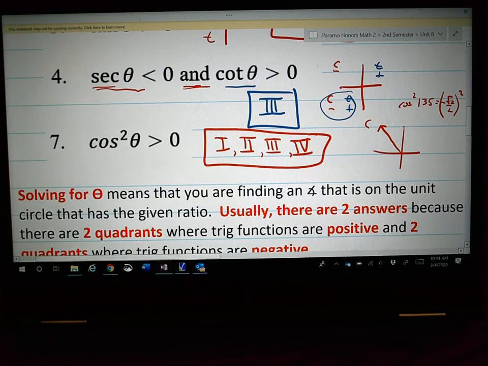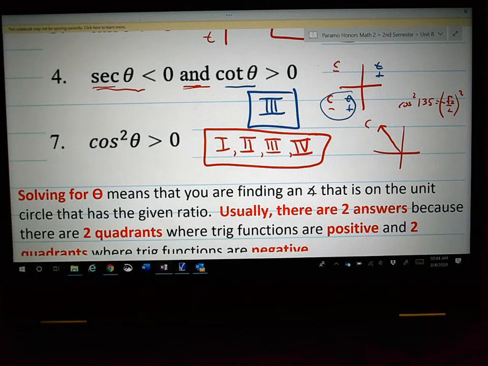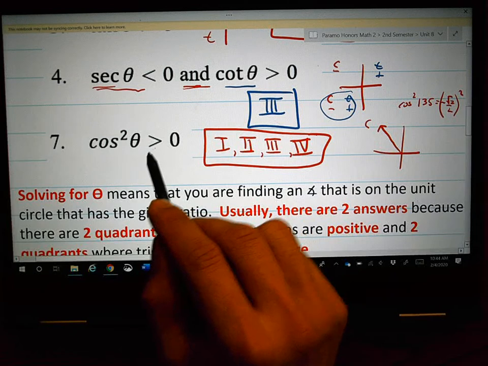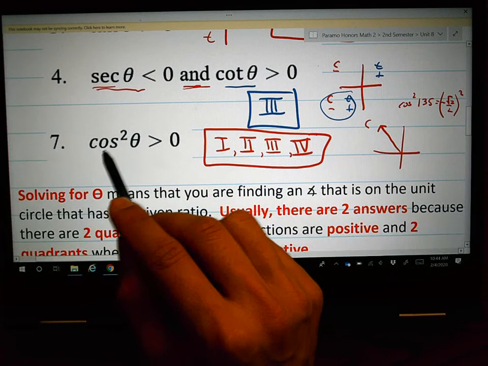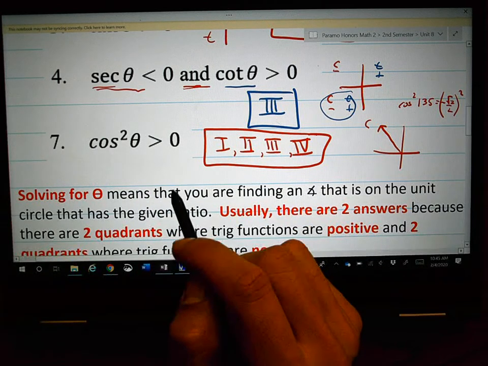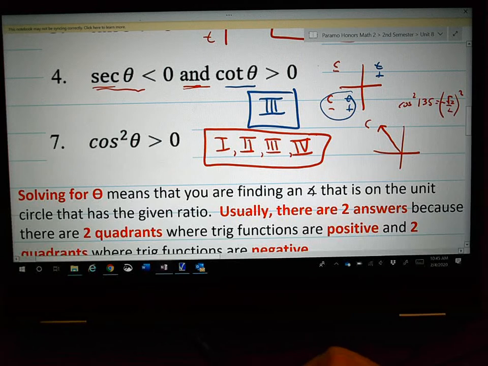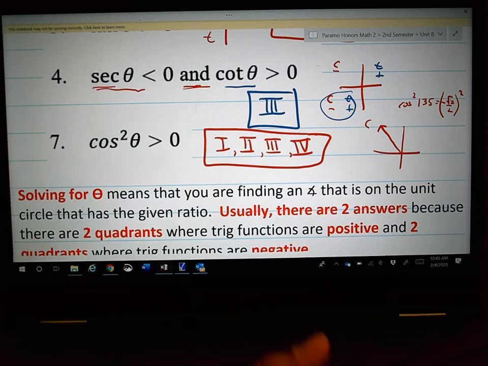Now, that doesn't mean that all your answers will be that way. If you think about it, what if I were to turn this to a less than symbol? Where would the cosine squared of theta be less than 0? Your answer would be? Nope, can't. It's always a positive result, so it can never be negative. If it was, you would say that it doesn't exist, no solution. That is a possible answer.